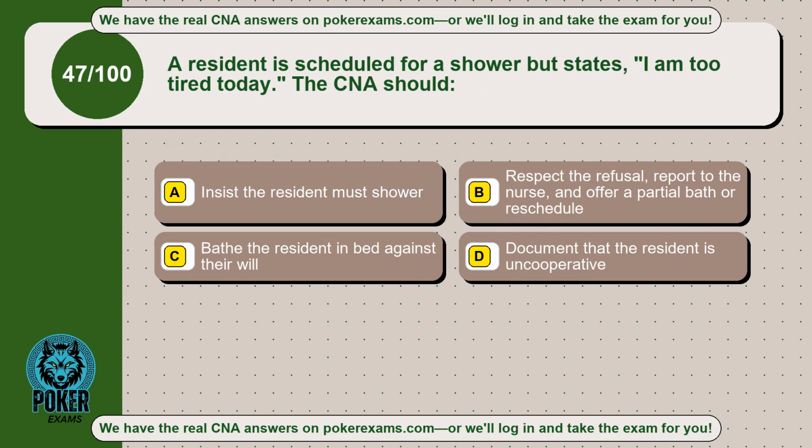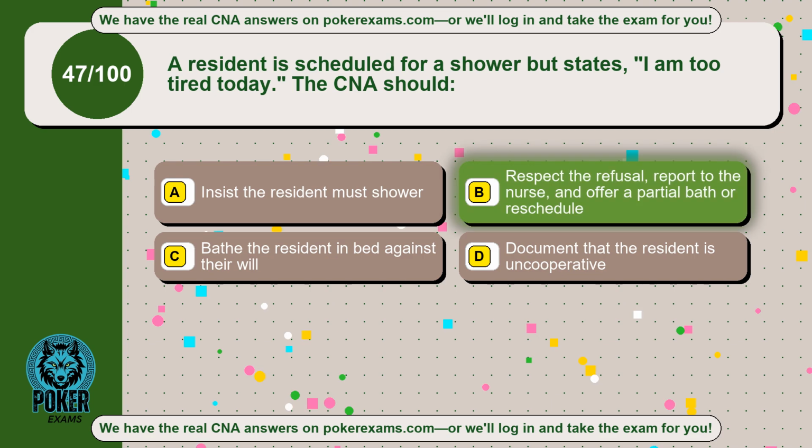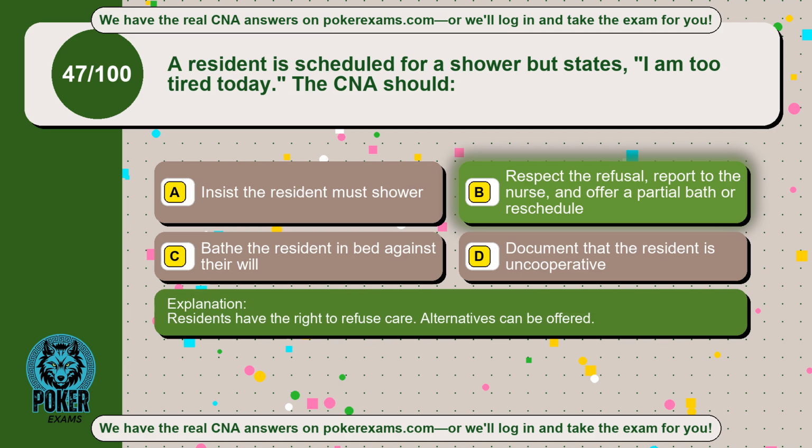Question 47. A resident is scheduled for a shower but states, "I am too tired today." The CNA should: Option A, insist the resident must shower. Option B, respect the refusal, report to the nurse, and offer a partial bath or reschedule. Option C, bathe the resident in bed against their will. Option D, document that the resident is uncooperative. The correct answer is option B, respect the refusal, report to the nurse, and offer a partial bath or reschedule. Residents have the right to refuse care. Alternatives can be offered.